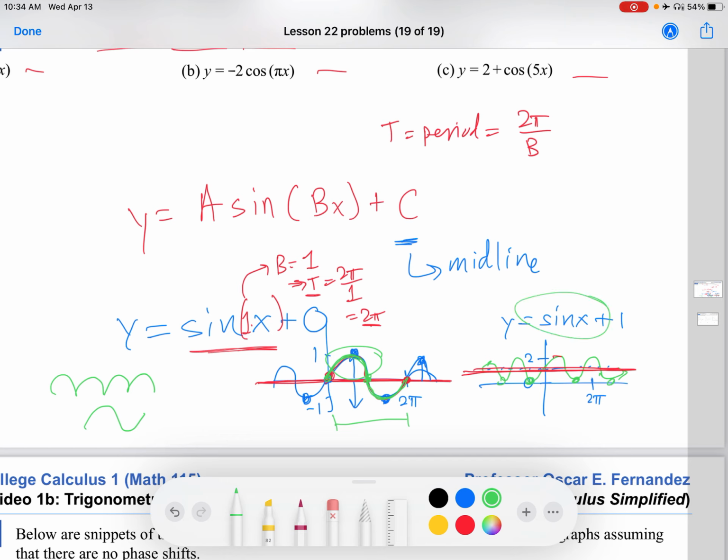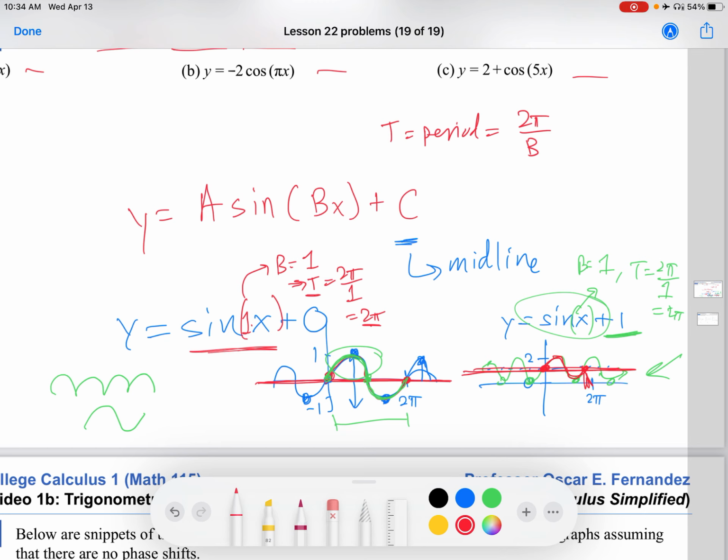Same thing happens over here because we have not changed the b value. So b here is still 1. So T is 2 pi over 1, which is still 2 pi. So even though this graph looks a little different because of the midline, the period is the same. I start at x equals 0, and I have to wait 2 pi units to then get back to the same point I started at after one full cycle.